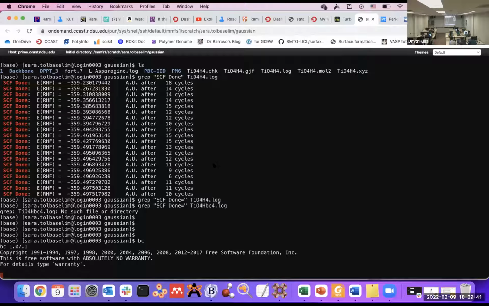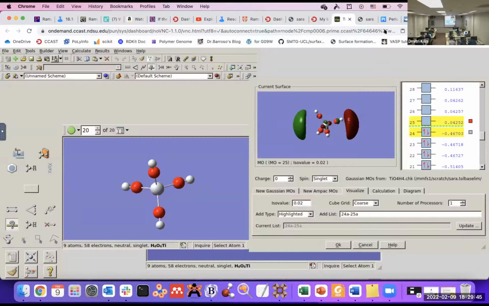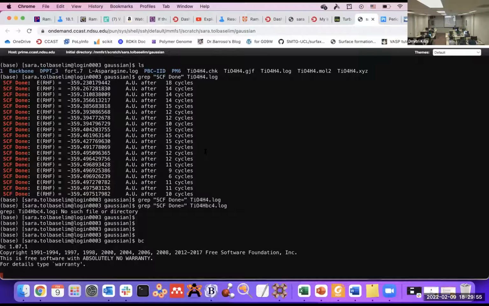Okay. So what is the energy of the HOMO-LUMO gap? Let's go to the command line and we'll figure it out together. Let me ask your permission to type things.